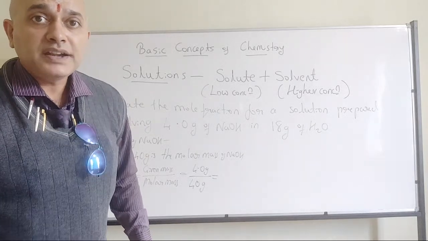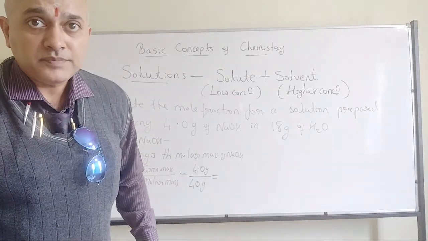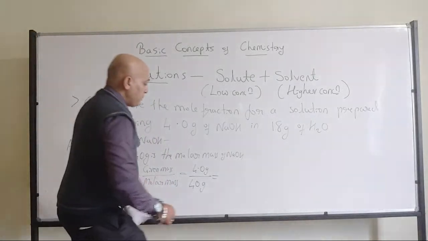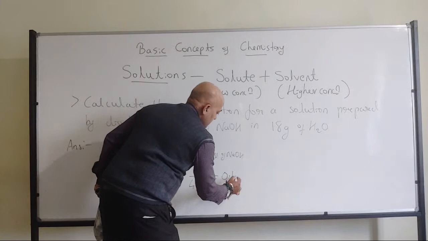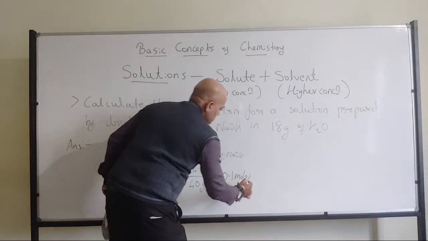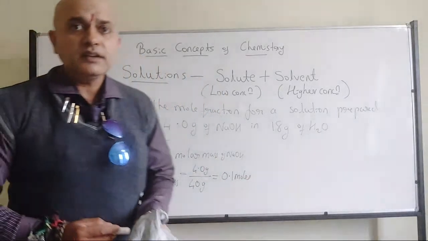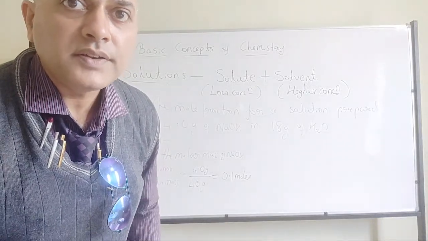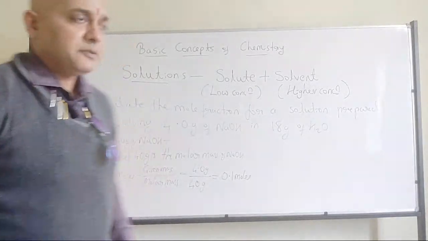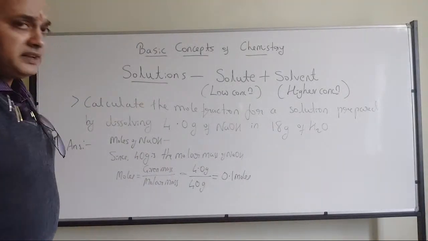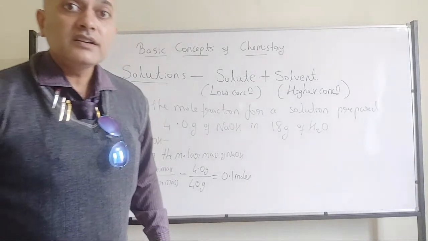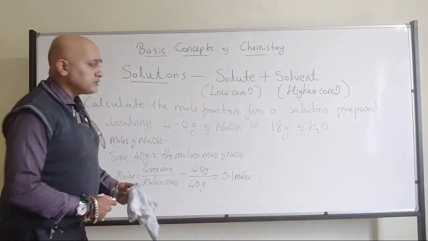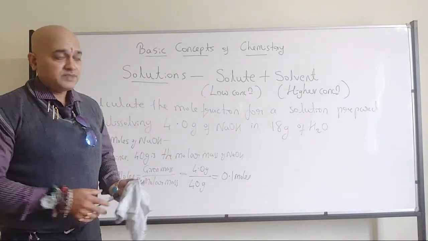4 gram divided by 40 gram. It will be 0.1. Yes, it should be 0.1 moles. Someone has written 0.9. How come 0.9? Shankar, it cannot be 10 because 4 divided by 40, the numerator is a small value, so it should be a fraction. So therefore, 0.1 moles of NaOH is given.